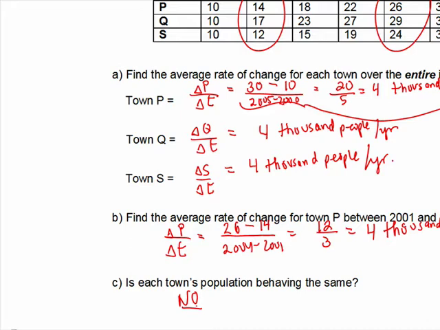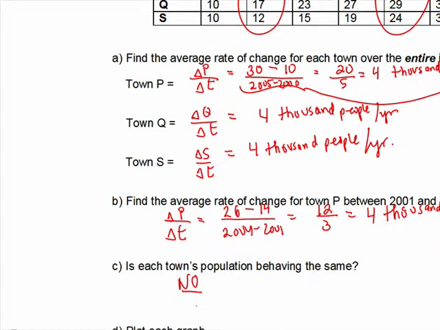And if we look at population S, it actually increases slowly and then increases more rapidly. It increases by 2 the first year, and then 3, and then 4, and then 5, and then 6. So it increases more rapidly.